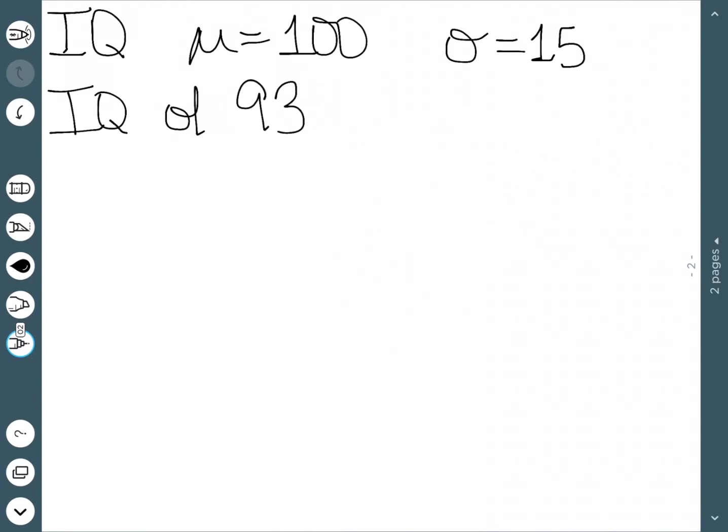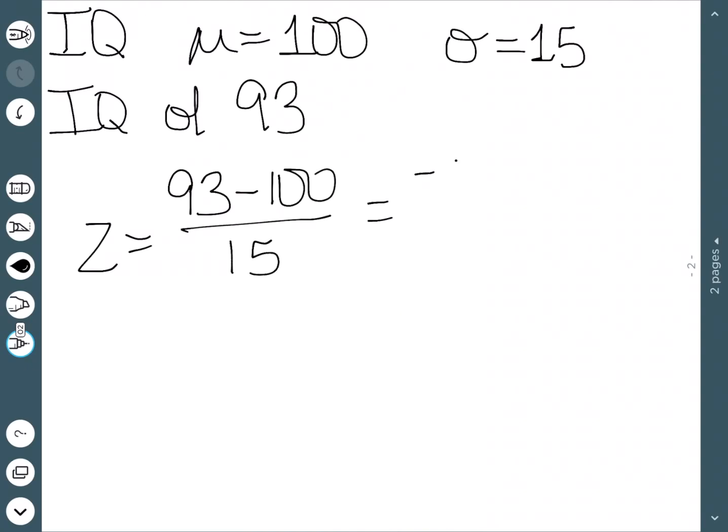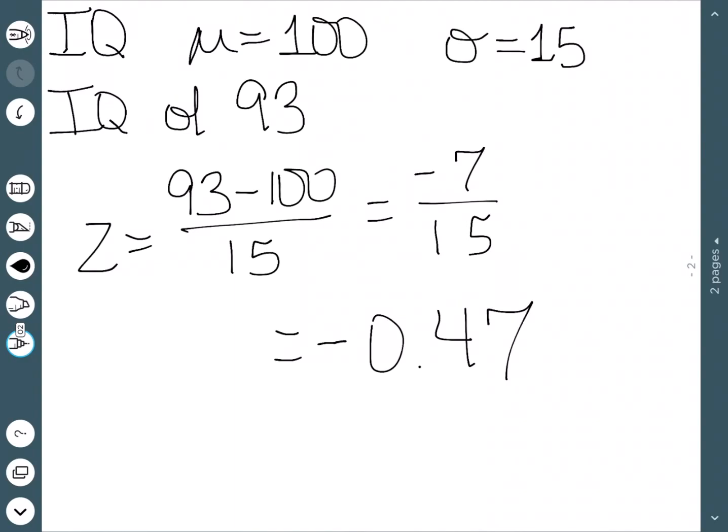What about the z-score of an IQ of 93? Well, this time we have our data value, which is 93, minus the mean divided by the standard deviation, which is negative 7 over 15, which gives us negative 0.47. So it is possible for z-scores to be negative. All that tells us is that the number, our data value, is below the mean.